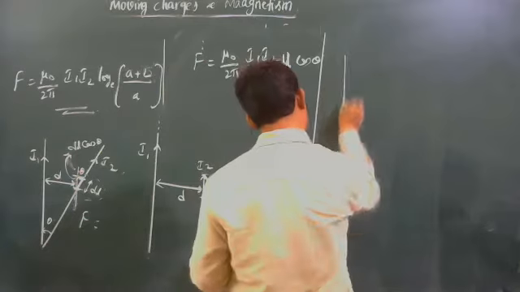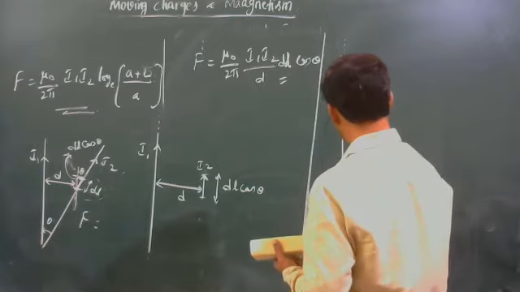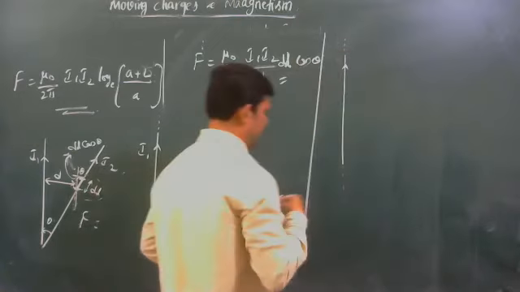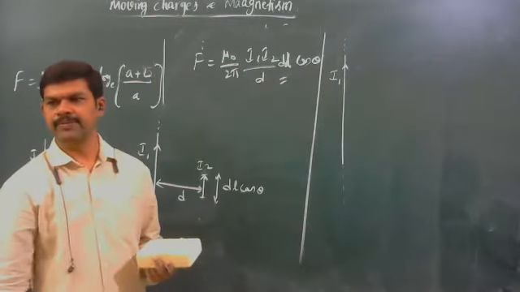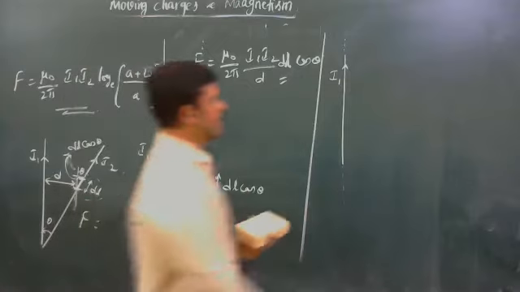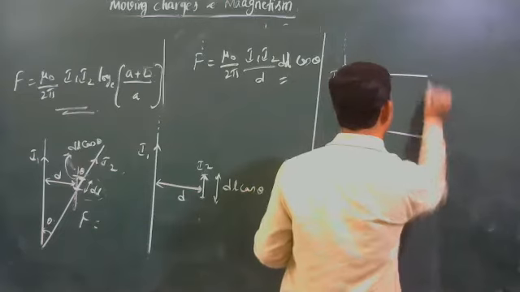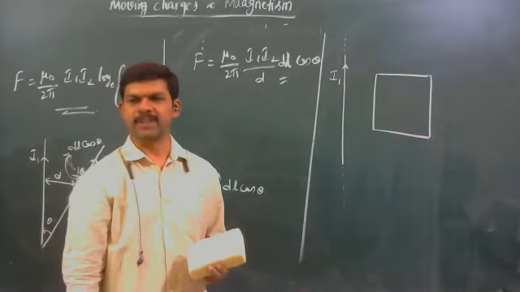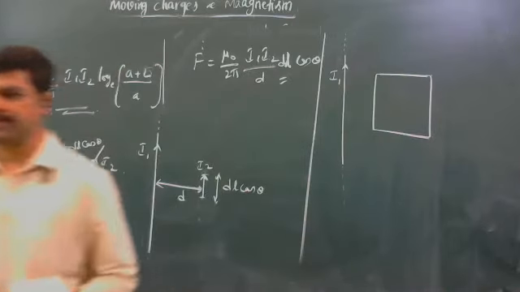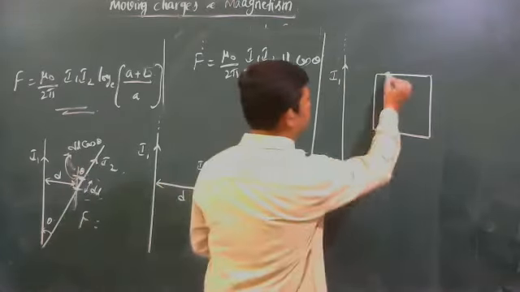Next, see, this is one conductor, a long straight conductor. I1 current is flowing through it. From that conductor, in the same plane, a square loop is placed.